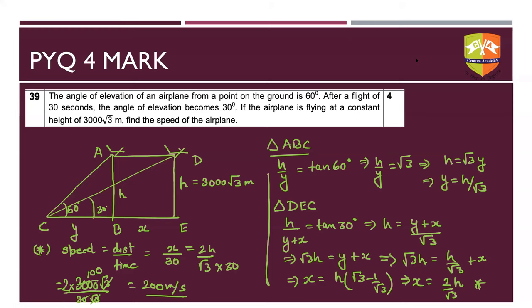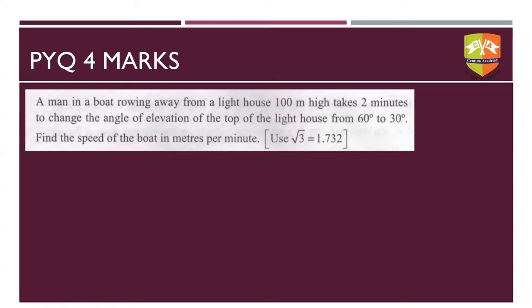These are again from last year's paper. Here, this is 1.732. A man in a boat rowing away from a lighthouse. These are typical questions: find the speed of the boat. Here the catch is, please be careful. A man in a boat rowing away from a lighthouse, 100 meters high, takes 2 minutes to change the angle of elevation of the top of the lighthouse from 60 degrees to 30 degrees. Find the speed of the boat in meters per minute. Solve. This is a previous year question, worth 4 marks.